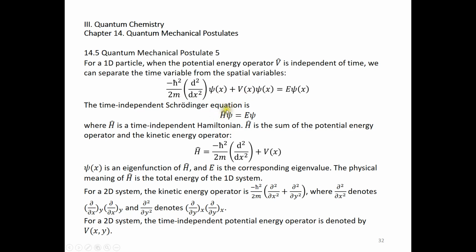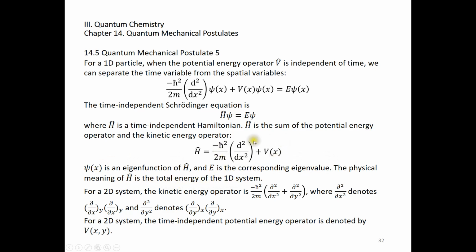And over here, this H does not contain time either. So H here is a time-independent Hamiltonian. H is the sum of kinetic energy and potential energy. Kinetic energy operator here, potential energy operator here. And this lowercase psi is an eigenfunction of the Hamiltonian. E is the corresponding eigenvalue.